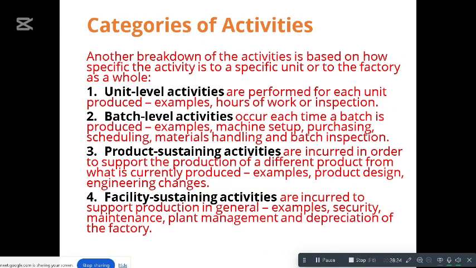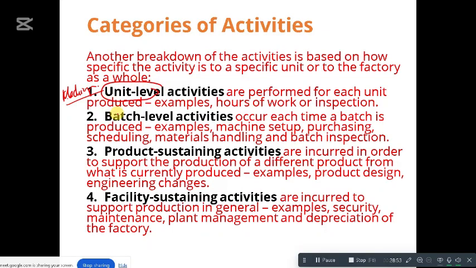Categories of activities. There are 4 types of activities: unit level, batch level, product sustaining, facility. Unit level means the activity is repeated for each unit. Think about machining. Machining is an activity you are going to do for every unit. Fixing, polishing, painting, sometimes packing. It happens for each unit separately.